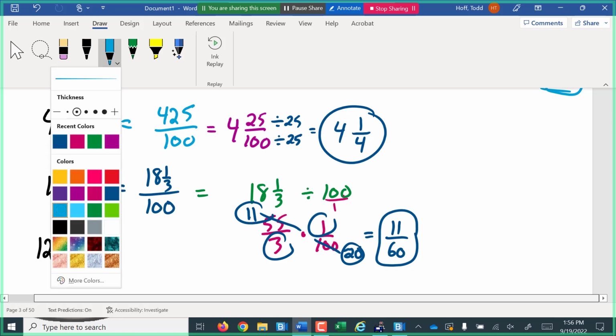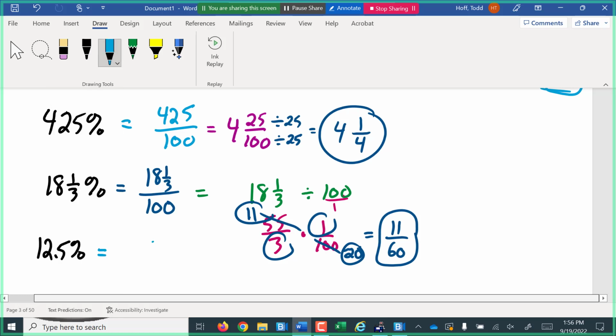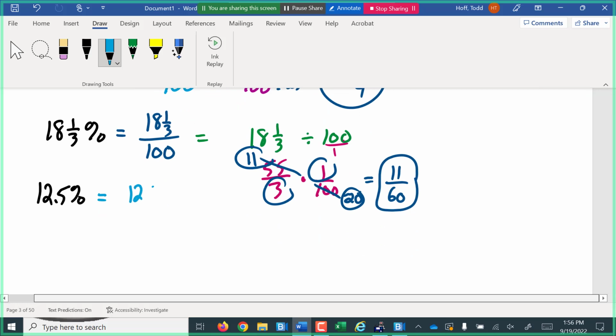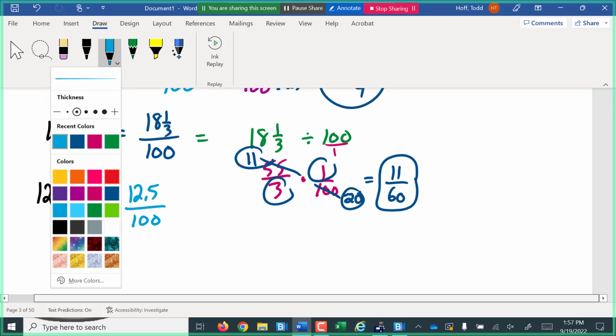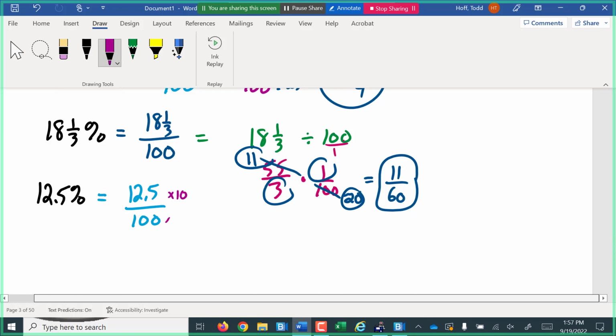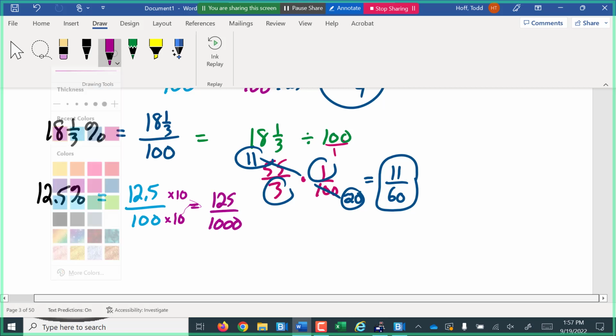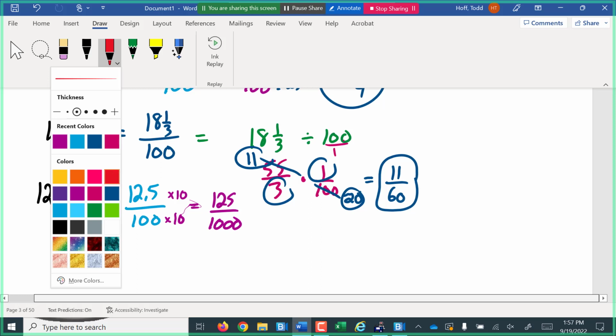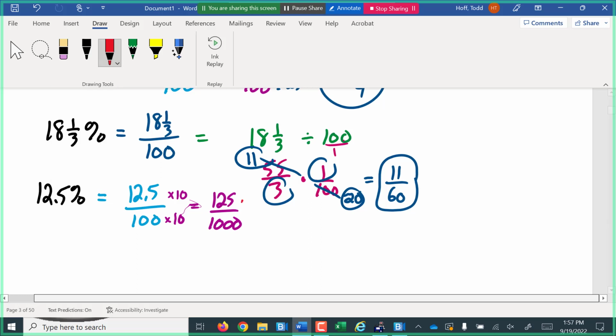Next we have 12.5%, which of course is 12.5 out of 100. What's the first thing we have to do with that? Multiply by 10 to get rid of the decimal, make it 125 over 1,000. And both of those can be divided by, if you look really closely, they can both be divided by 125.